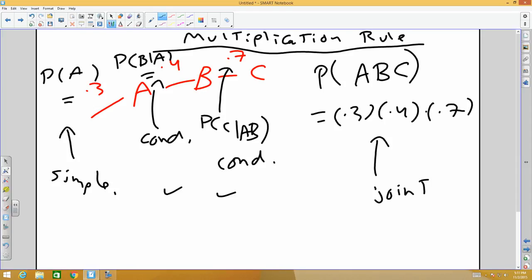C also depends on what happened before. B depends on A, and A doesn't depend on anything, exactly, because this is what happened first. At least this is the way of your choice of analysis of the problem. We'll see other examples of dependency and independency, but this is the general rule of the multiplication rule.